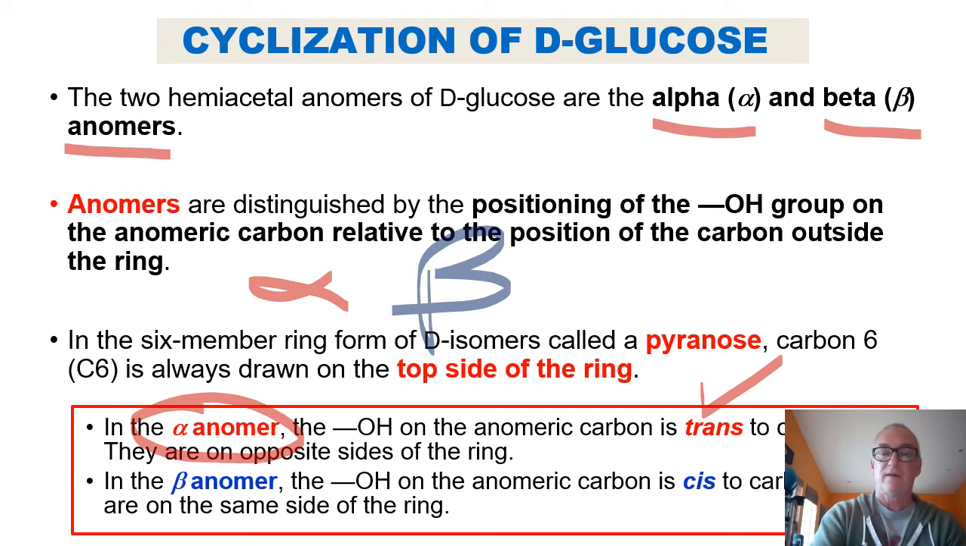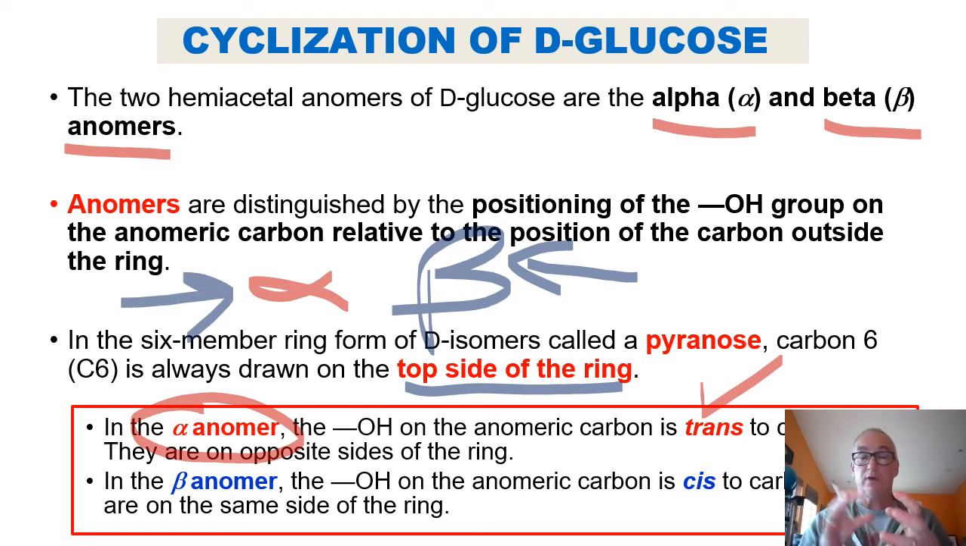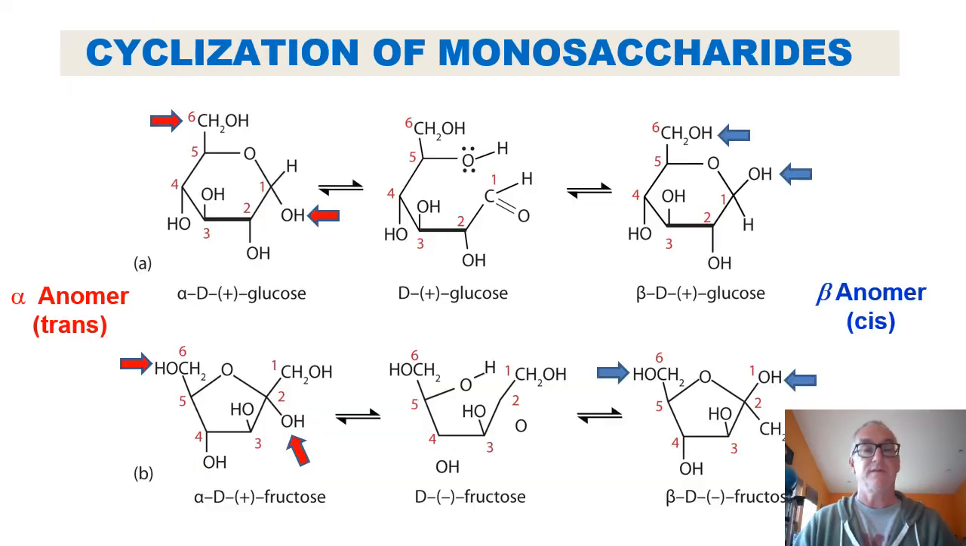So carbon six, as I mentioned, is always drawn pointing up. So the easiest way to determine whether it's alpha or beta is to find the anomeric carbon. It's the only one attached to two different oxygens, and see, is the hydroxyl group pointing up? Beta. Is it pointing down? Alpha. And that'll become important when we're looking at longer chains, because they are going to start stacking themselves together, and they're either going to adopt alpha or beta conformations. So let's have a look.